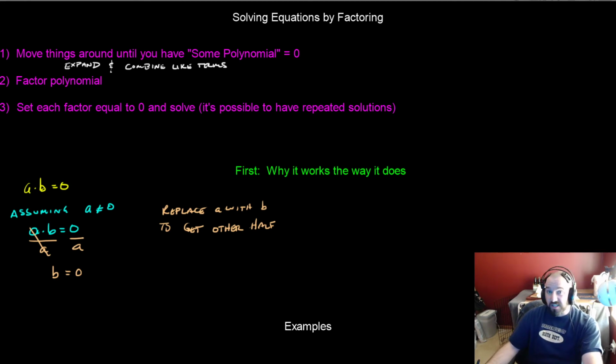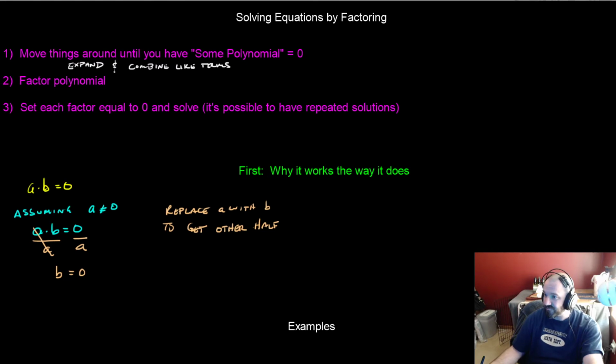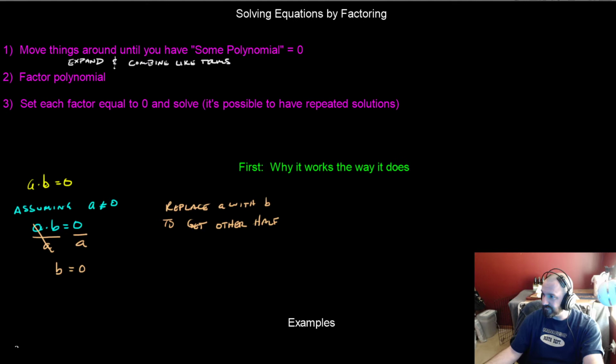So you can extend this, by the way, to 3 or 4 or however many factors you want. Point being is that if you have numbers that are multiplying and they equal 0, then one of them must have been 0 to start with. That's what we're going to use to do number 3 here, which is to set each factor equal to 0 and solve. Here we go.